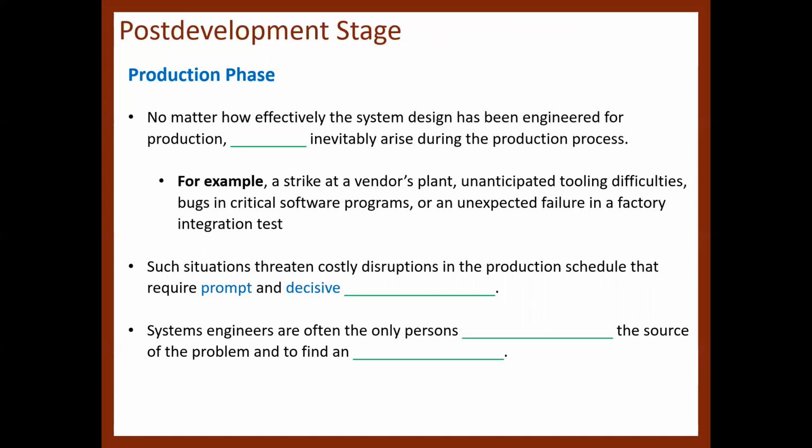No matter how effectively the system design has been engineered for production, problems will arise during the production process. For example, a strike at a vendor's plant, unanticipated tooling difficulties, bugs in critical software programs, and so on. Such situations threaten costly disruptions in the production schedule and require prompt and decisive remedial action. Systems engineers are often the only persons qualified to diagnose the source of the problem and to find an effective solution.